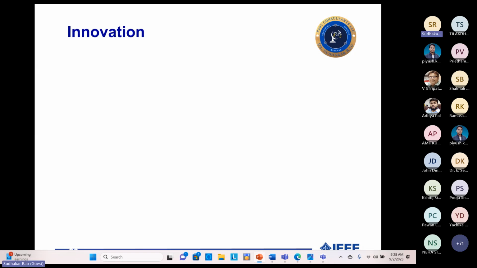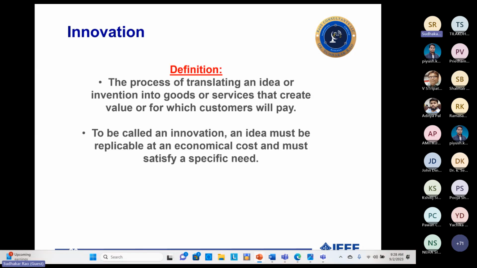So innovation, I think probably the last topic I'll go through. It's a process of translating an idea into goods or services that create value for which the customer will pay. That's important, because if the customer cannot use your invention, then it's not worth it. To be called an invention, the idea must be replicable at an economical cost and must satisfy a specific need. So need should be there and novelty should be there, and it has to be more product oriented.